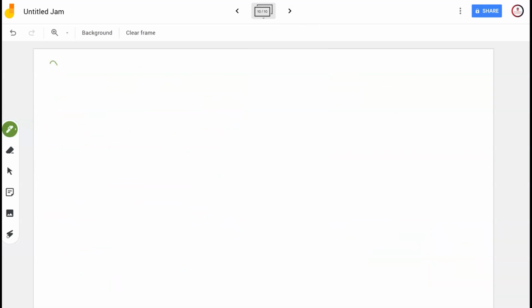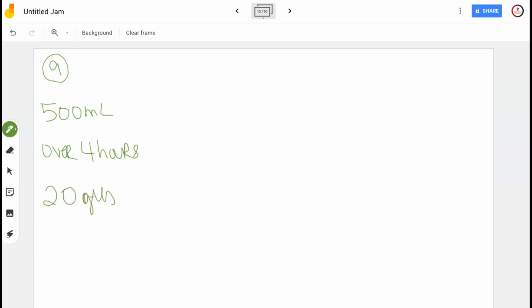Alright, question number 9. The patient is to be given 500 milliliters of saline over 4 hours. And this drop set is 20. What is your rate?